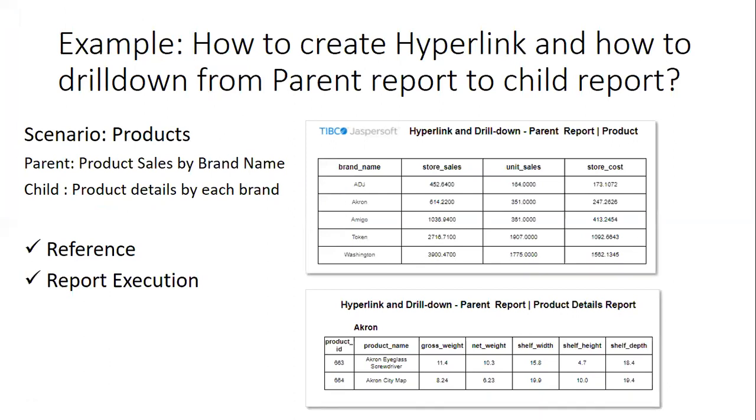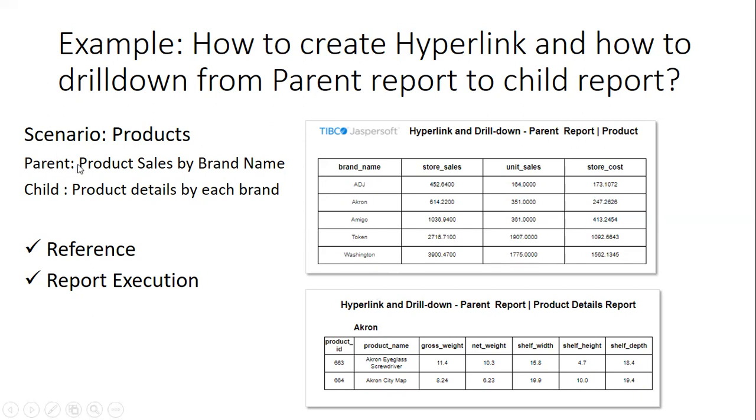Now let us see an example of how we can create a hyperlink and how we can drill down from a parent report to child report. I am considering a scenario of products here. This demonstration is divided into two parts. We are going to have a parent report and a child report, and we are going to link these two reports by passing a parameter. In this case, we are going to pass brand name as the input to the child report.